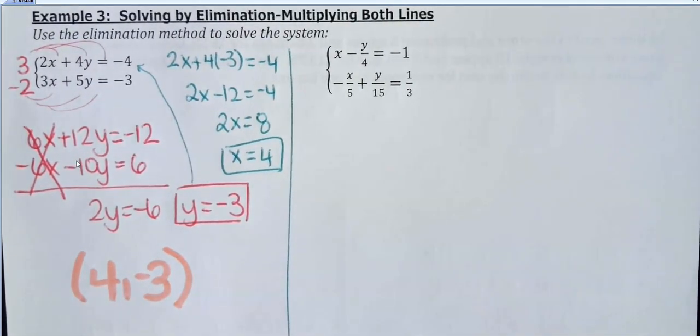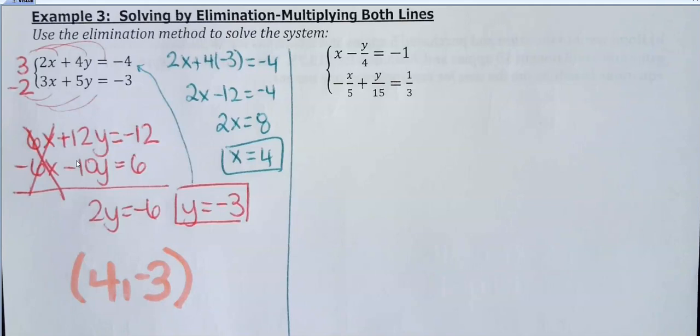Okay, now I have one more, and this one is a little rough looking. So I've got a bunch of fractions in this next system. So I've got x minus y over 4 equals negative 1. And then I've got negative x over 5 plus y over 15 equals 1/3.